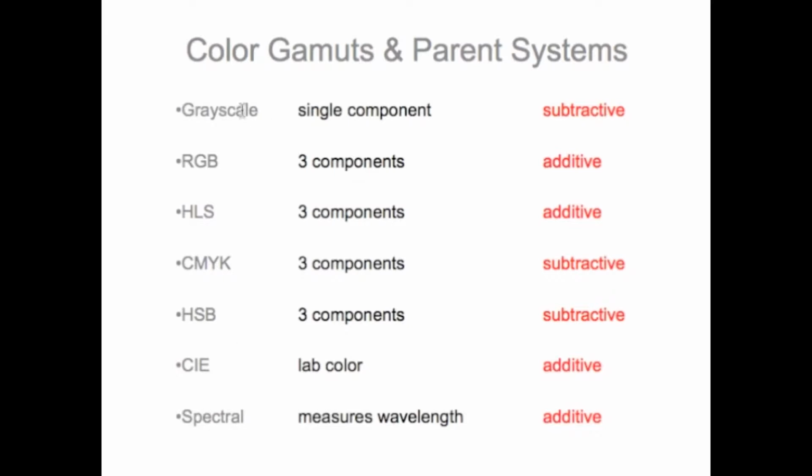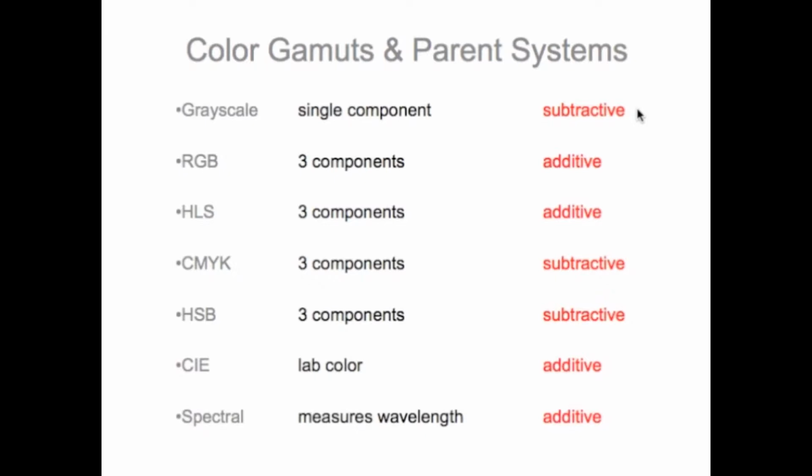Grayscale color space is a single component. It is a subtractive color space, meaning that you have black and white and all your range of grays, usually about 24 levels of gray between black and white, and it's basically a single component. It's white or it's black. With RGB, you now have three components. You have the amount of red, the amount of green, and the amount of blue. It is an additive color space.